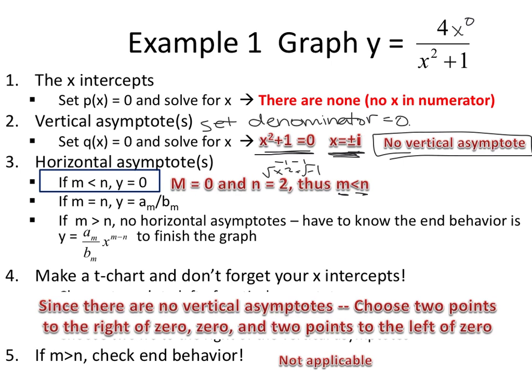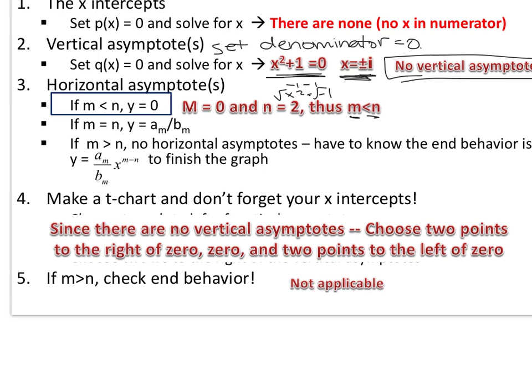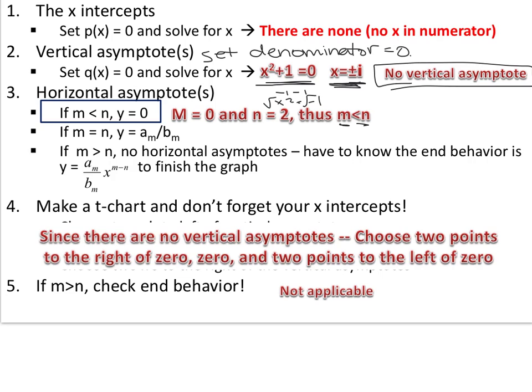So we're going to make a t-chart. Usually, remember, we put where the vertical asymptotes are. If there are no vertical asymptotes, then I always just use these same numbers every single time. So I do -2, -1, 0, 1, and 2, and plug those points into the equation.